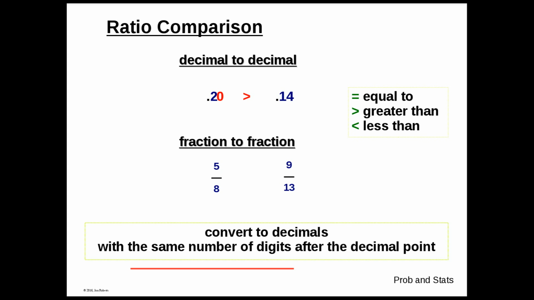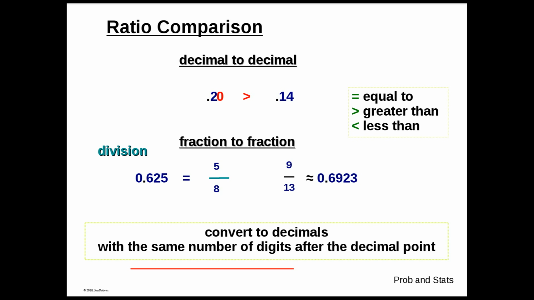If I'm comparing two fractions to each other, a way to make the comparison between them is to convert them both to decimal numbers. Remember that the bar in a fraction means division. So if I take a calculator and divide 5 by 8, I will get 0.625 as the decimal version of that fraction. 9 divided by 13 would approximate to 0.6923 if I did the same thing.